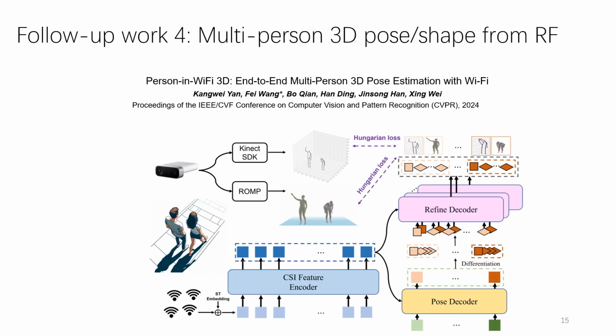Our latest published work focuses on multi-person 3D pose estimation using RF signals. The work is titled Person in Wi-Fi 3D, End-to-End Multi-Person 3D Pose Estimation with Wi-Fi, which has been accepted for presentation at CVPR 2024. Objective: this research addresses the challenge of estimating the 3D pose of multiple individuals in real time using Wi-Fi signals. It presents a novel approach to capture human movement and posture without the need for traditional visual sensors.